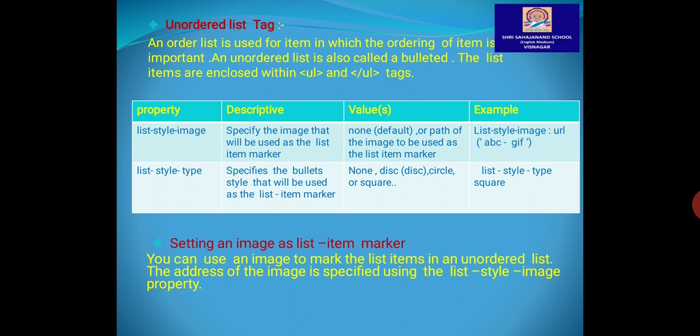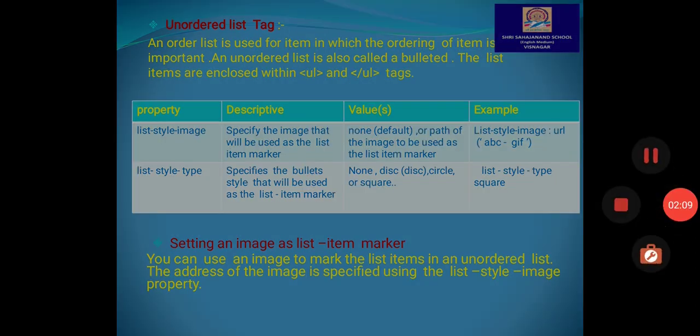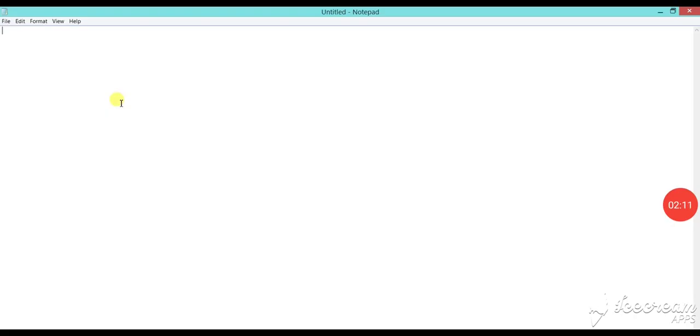Now next one is setting an image as a list item marker. You can use an image to mark the list item in the unordered list. The address of the image is specified using the list style image property. Here we will learn how to make a program of unordered list.